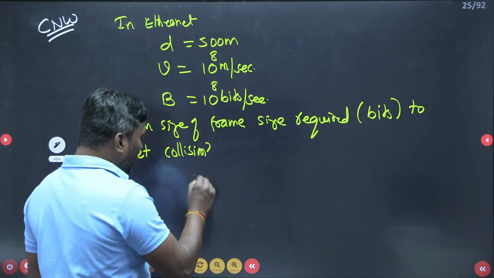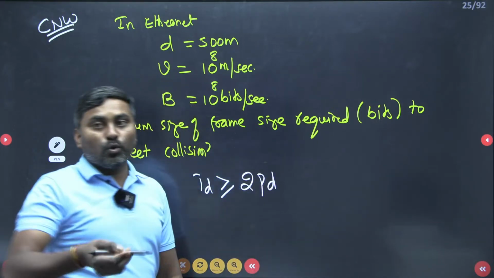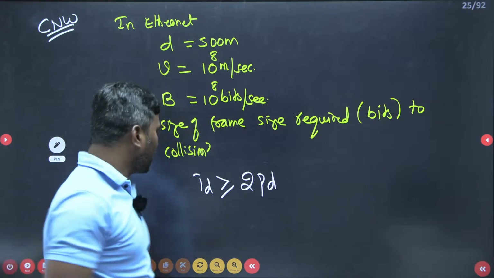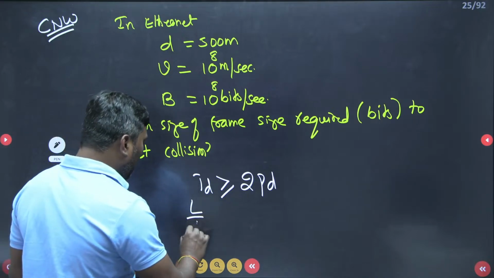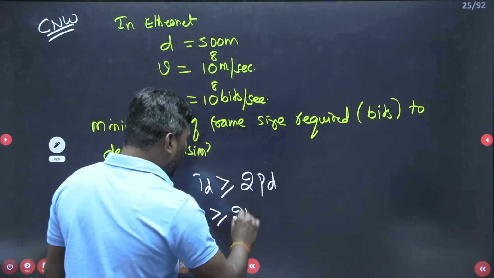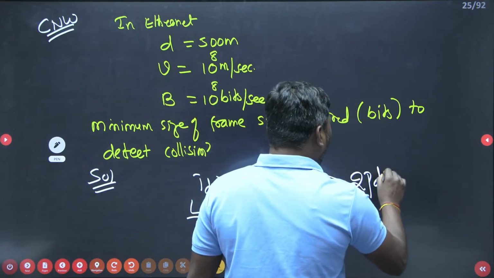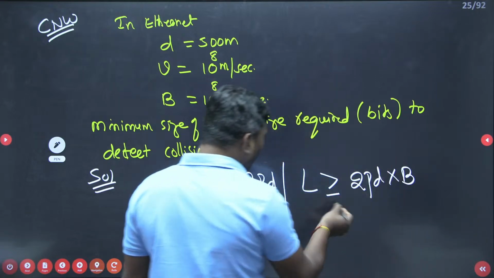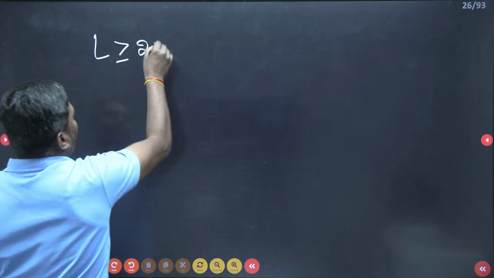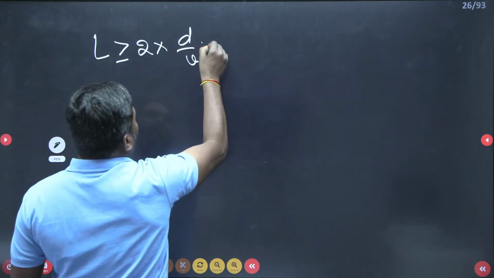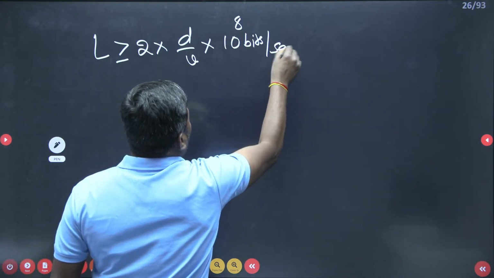The transmission delay must be greater than 2 times the propagation delay. Then only you can detect the collision; otherwise you cannot. Transmission delay is packet size L by B, which is greater than or equal to 2 times the propagation delay. So L is greater than or equal to 2 times the propagation delay into bandwidth. Now we need to substitute.